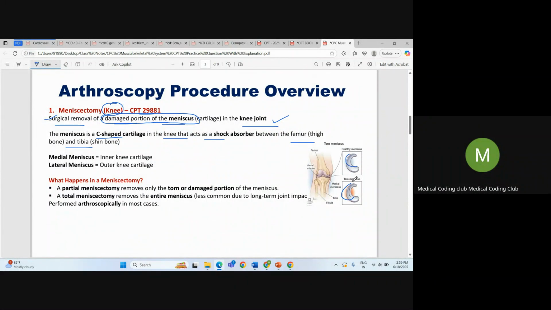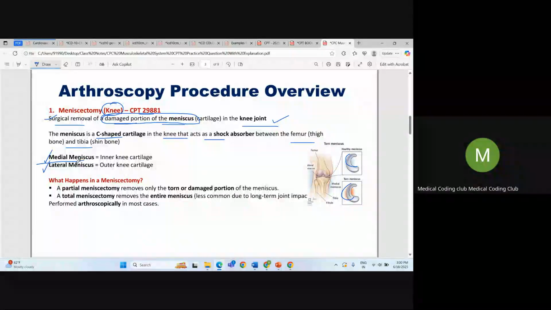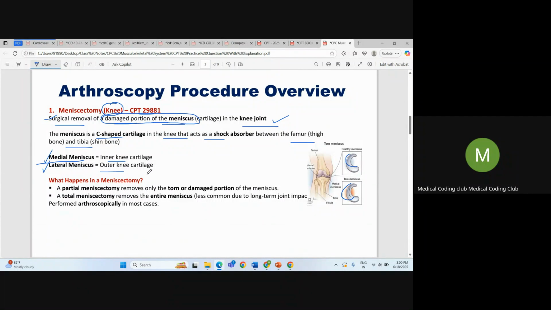It is a C-shaped cartilage. In the meniscus, we have two types: the medial meniscus and the lateral meniscus. This is very important. We need to identify from which area they are going to remove the meniscus, whether medial or lateral, because we have a separate code for each. The medial meniscus is the inner knee cartilage, and the lateral meniscus is the outer knee cartilage.